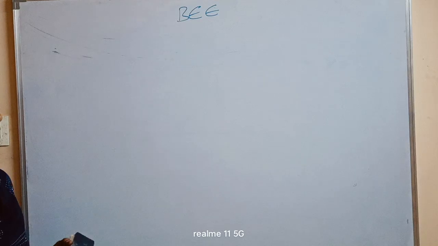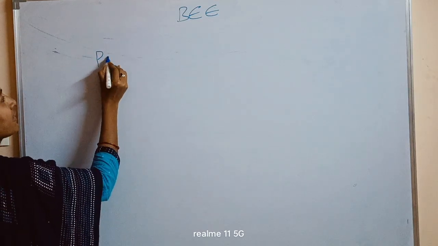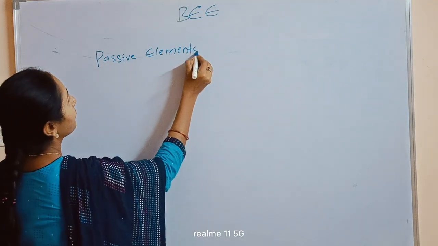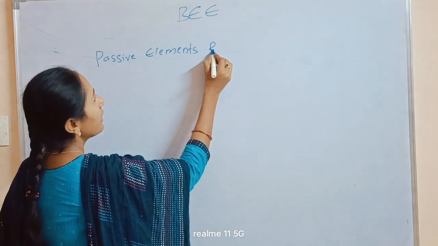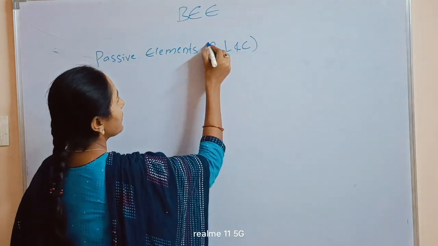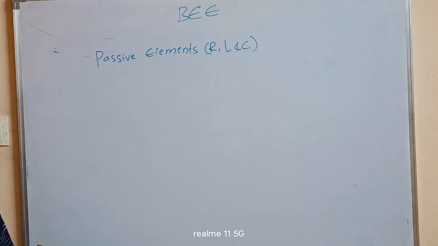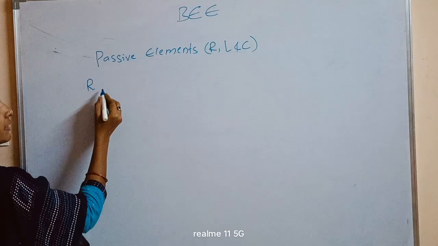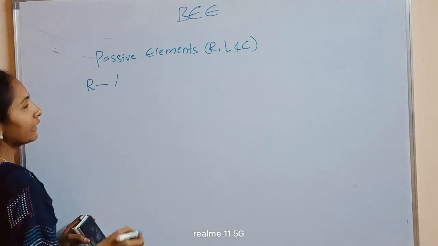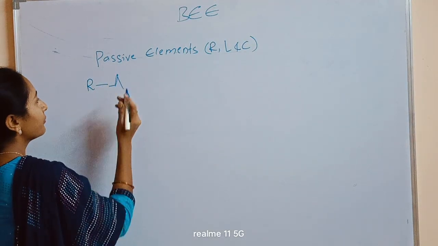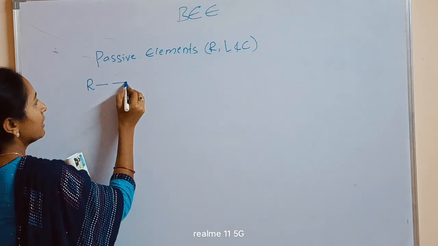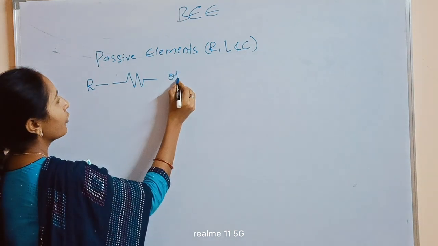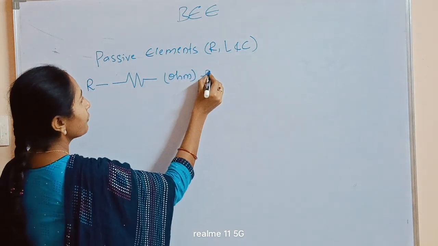Now coming to individual elements. Here I am considering passive elements. Okay, so what are the passive elements? Resistor, inductor and capacitor. Now coming to individual element, here I am considering resistor. The resistor is denoted with the letter R, and this is the symbol of a resistor. It is measured in terms of ohm.